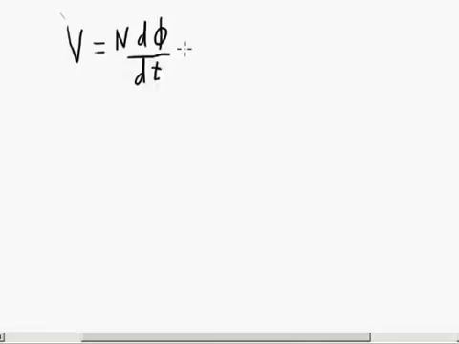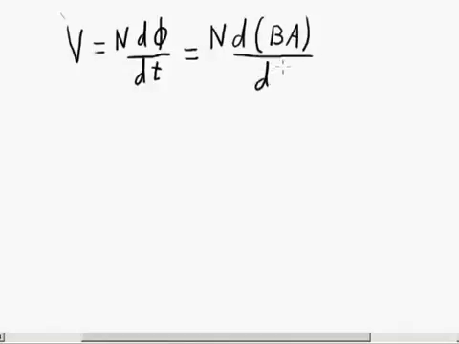Another way to write this is if we remember what flux is, and we write flux in terms of flux density. So flux is going to be equal to flux density times area. So N times flux density times area is equal to flux. So you can see from this equation that if you have a changing magnetic field, you'll induce a voltage, or if you have a changing area, you'll induce a voltage, or if you have both.